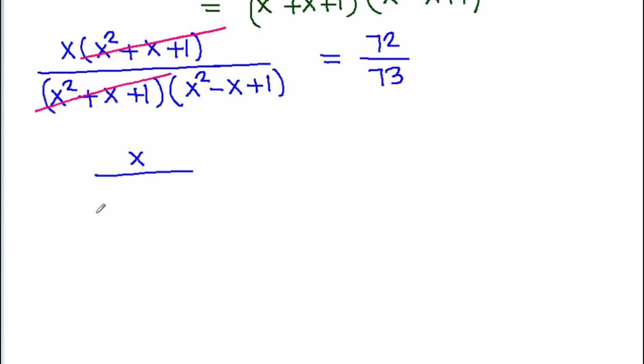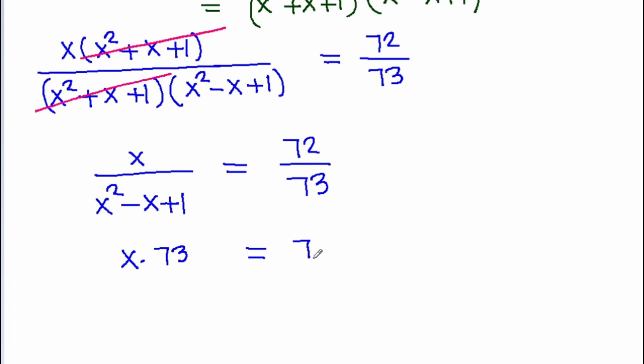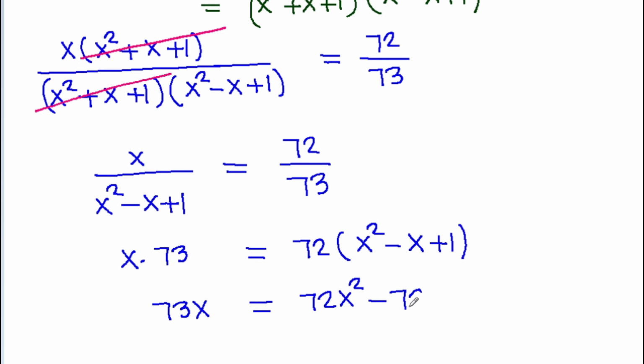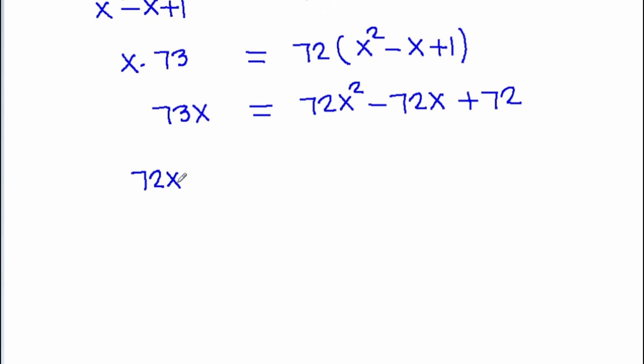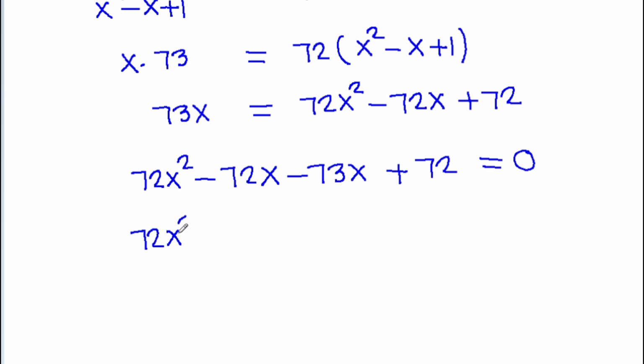So x over (x squared minus x plus 1) is 72 over 73, and if we cross multiply, then x times 73, it is 72 times (x squared minus x plus 1), and 73x is 72x squared minus 72x plus 72, and 72x squared minus 72x minus 73x plus 72 is 0, and 72x squared minus 145x plus 72 is 0.